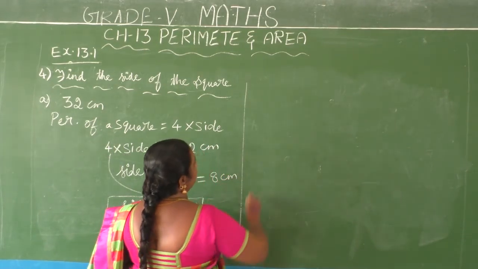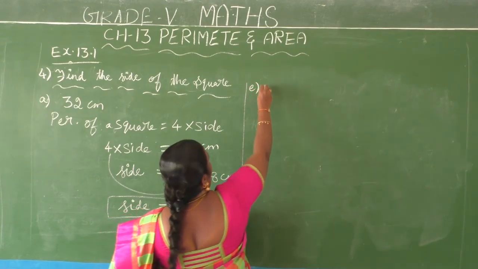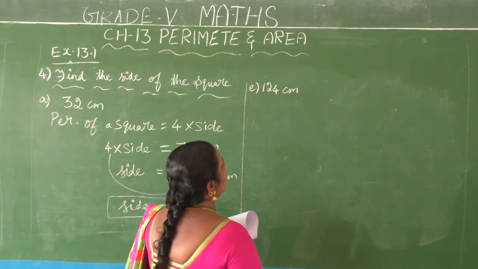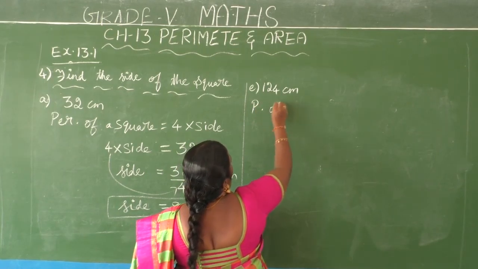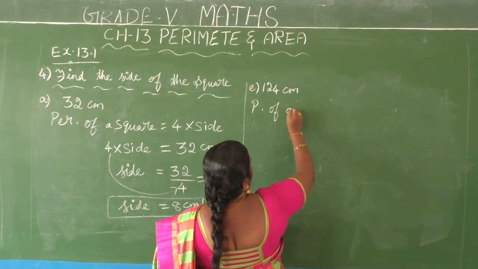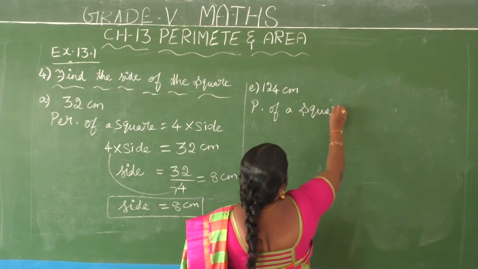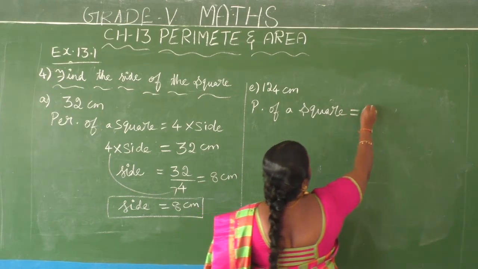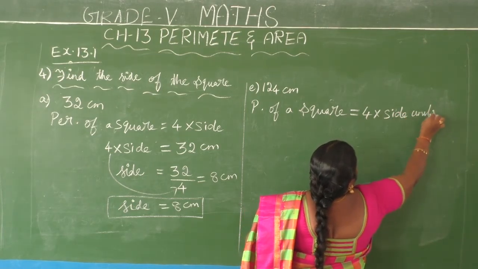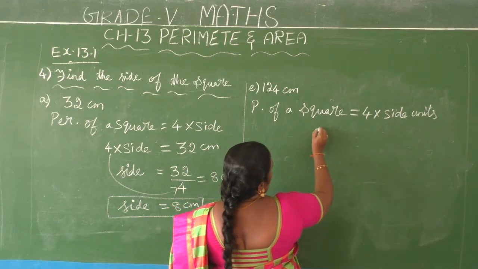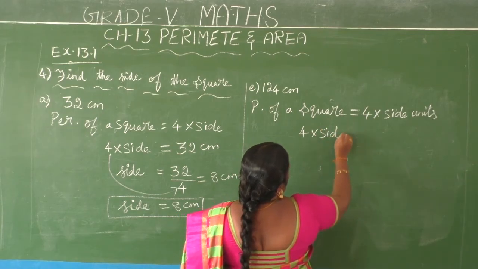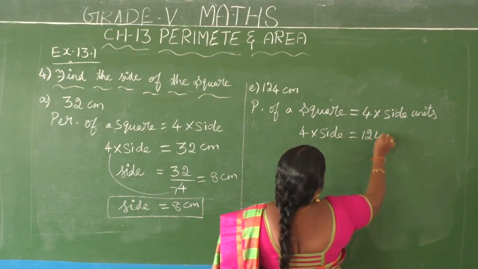Listen. E1 they gave 124 centimeter. This is also perimeter only. Now we are going to find out the side of a square. First I am writing the formula: perimeter of a square equals 4 into side units. So 4 into side, how much they gave? 124 centimeter.